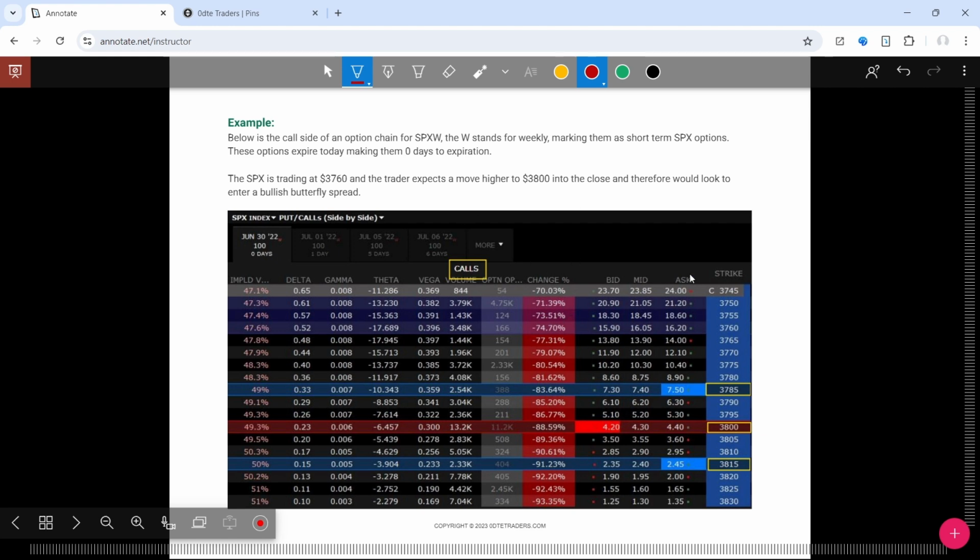So what we have here is the call side of an option chain. Okay, this is for the SPX, 0 DTE. This is on Interactive Brokers, but an option chain is the same regardless of your broker platform. And in this example, the SPX is trading for 3760. We can see that here, 3760. And let's assume we have a bullish bias and we expect the market to move higher to 3,800. If that's the case, we can structure a butterfly spread around that 3,800 handle as a potential target or pin.